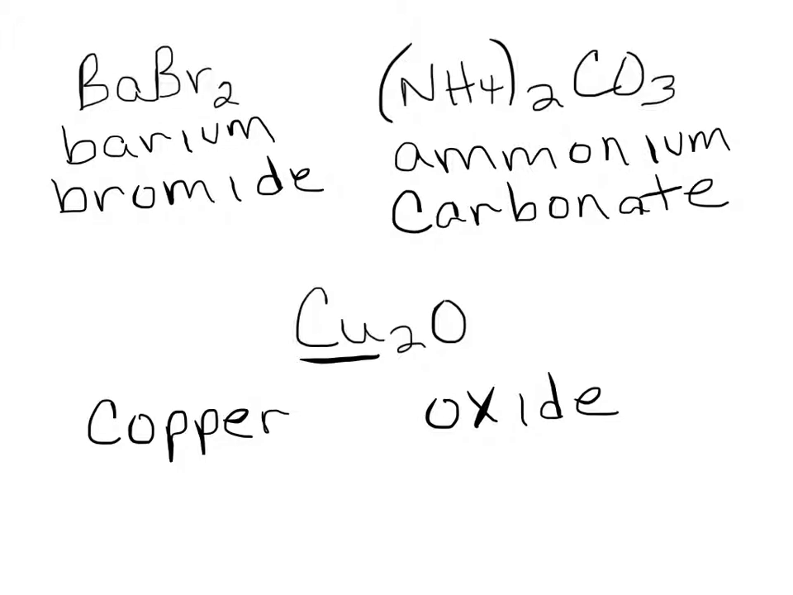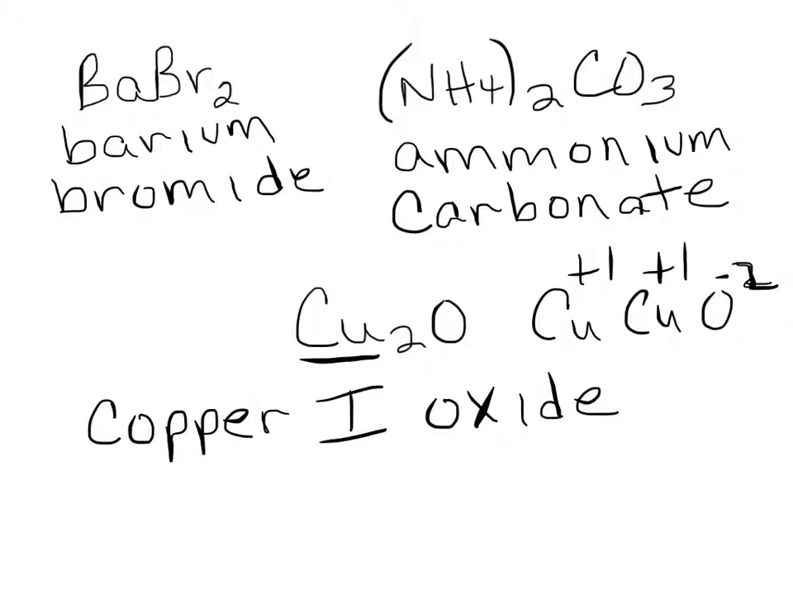But we do need to know the Roman number. We need to know what the charge is on each of the coppers. We know that O is -2, and we know that the 2 coppers have to balance that. So if our total negative charge is -2, the 2 coppers would have to come out to +1 each, so you'd have a total of +2. So when we do a Roman number, it's the charge on each one individual copper ion. So in this case, this is copper 1 oxide.